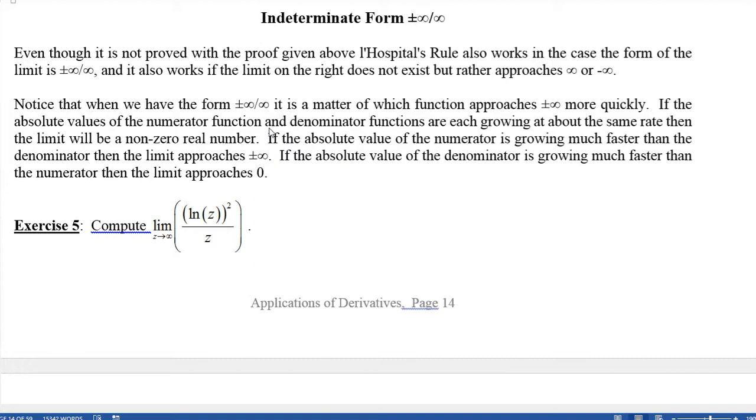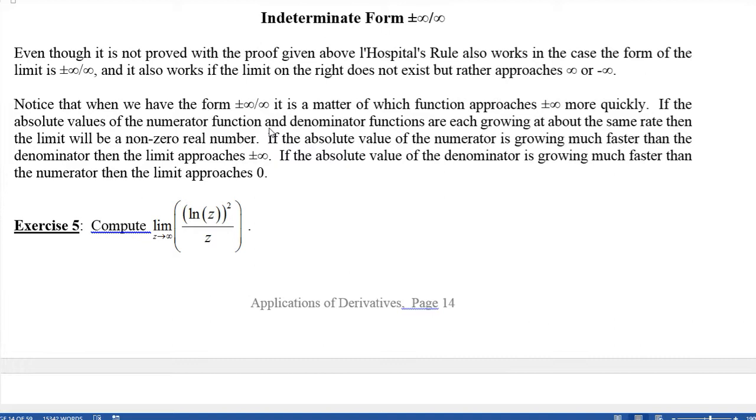Really, what happens with the limit is a matter of which one is approaching infinity the fastest, the rate at which they're approaching infinity. So we're looking at the rates, and of course the derivatives are the rates of change of the function. So it has something to do with that, as we see from L'Hopital's rule. If the absolute value of the numerator function and the absolute value of the denominator function are growing at about the same rate, then that limit may actually be a real number, and the function may have an actual limit.